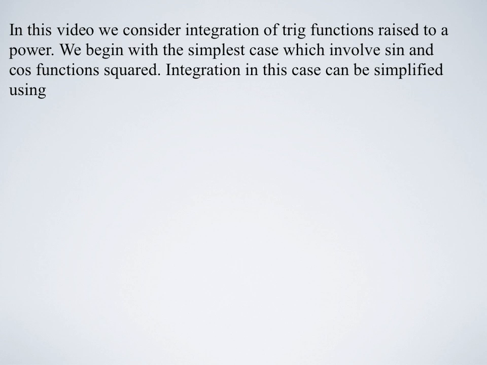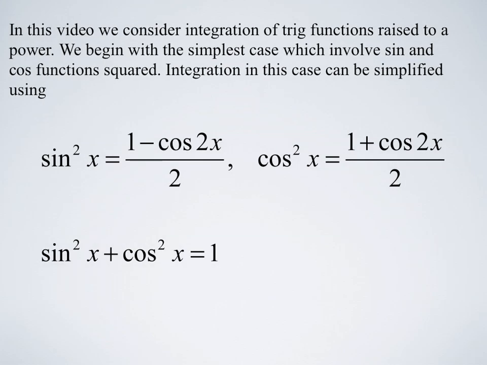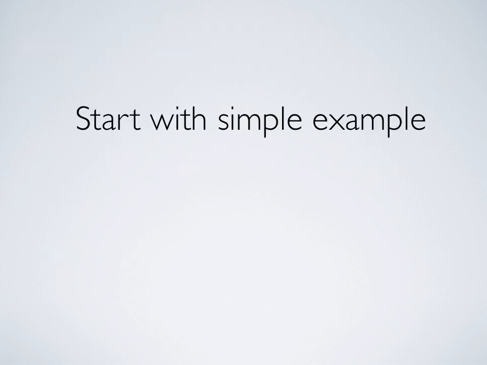So we're going to start with the simplest case involving sine and cosine functions squared. In these cases we can simplify the integrand using the trig identities. Sine squared of x is (1 minus cosine 2x) over 2. Cosine squared of x is (1 plus cosine 2x) over 2. And sine squared plus cosine squared equals 1.